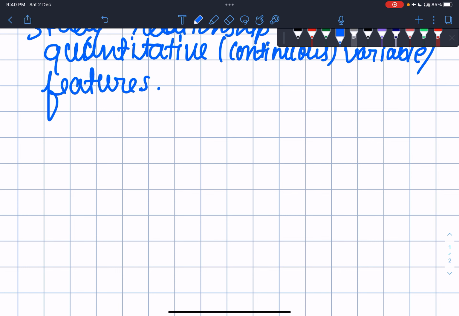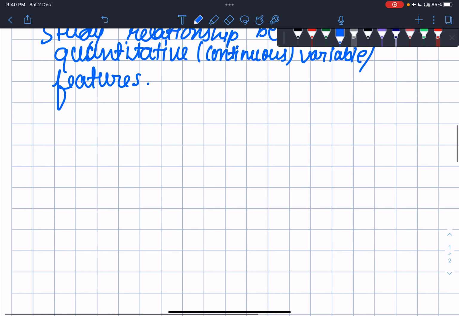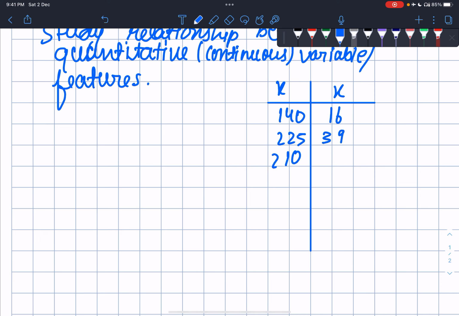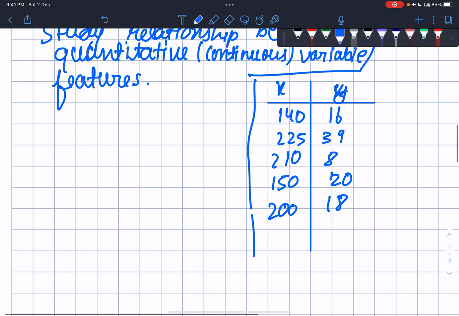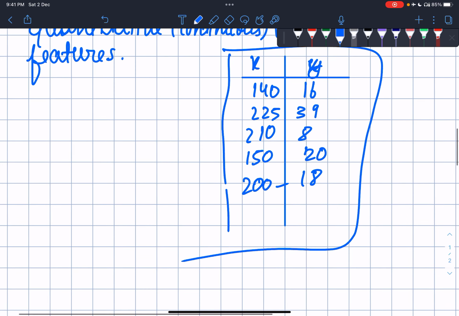Yeah. So let's suppose you are given data randomly. Let's suppose I have data in front of me, the previous one's data. It is like this: 140. This is your x, and this is your y. 140, 16, 225, 13, and 150, 20, and 200, it's 18. So this is the data we have, and this is in the form of linear. If you can see, the higher the x, the higher the y.